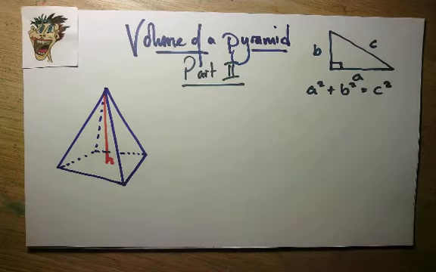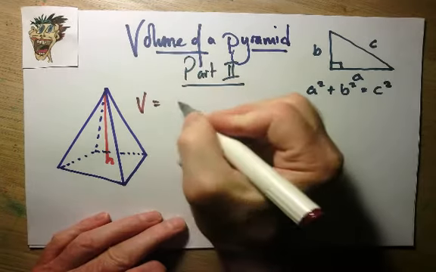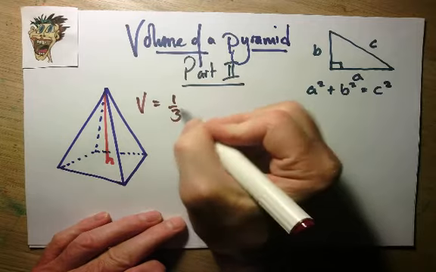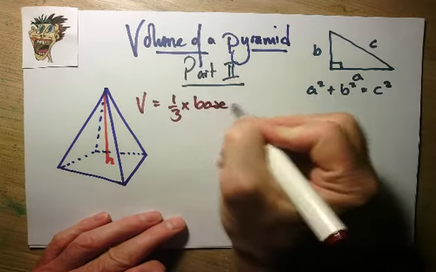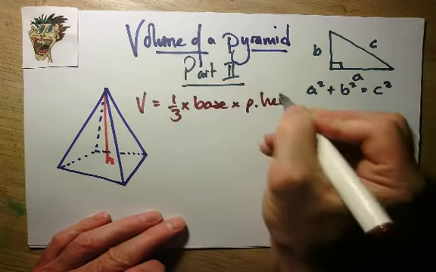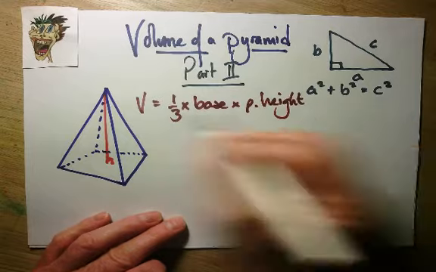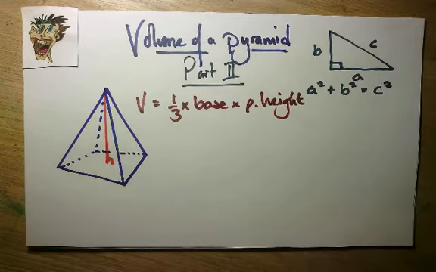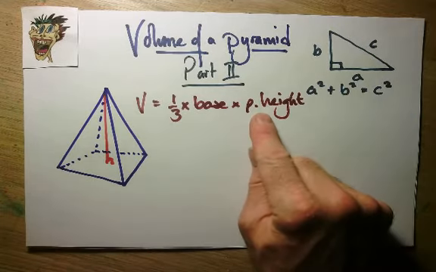In order to answer the volume of a pyramid, we need the formula. So remember what the formula is. Volume is a third times the base times the perpendicular height. So that's the formula we need to remember. But the key here is the perpendicular height.